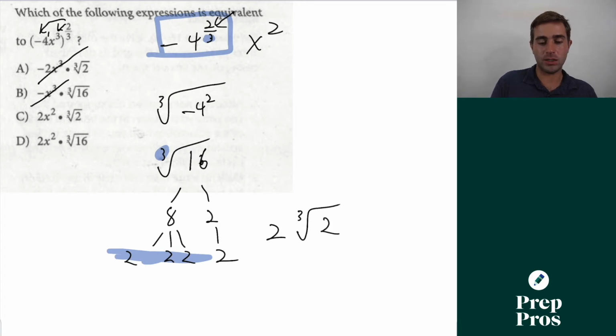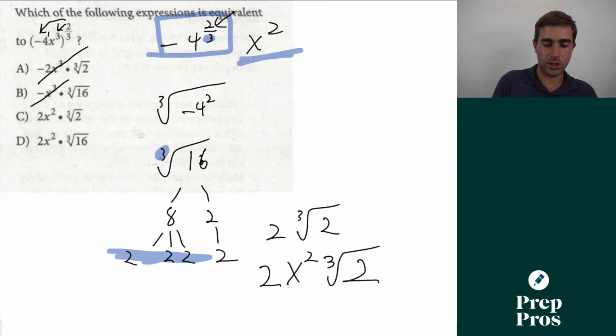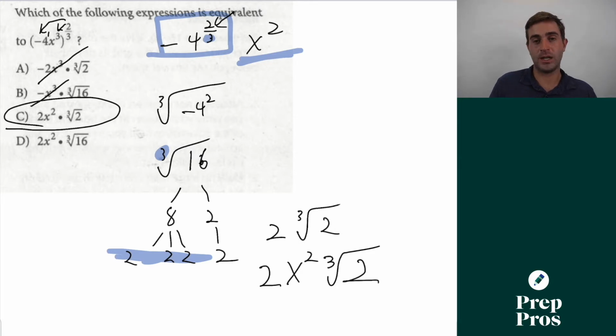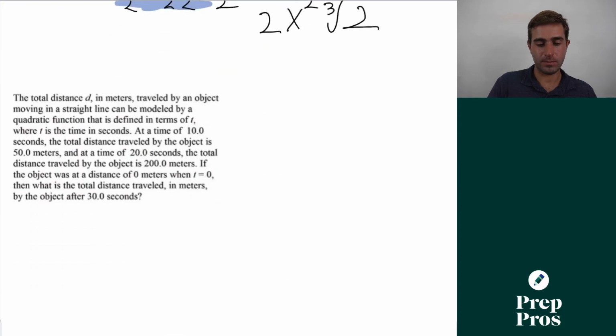Now we can basically just bring our pieces back together. We're not going to have the x squared underneath the root, so this now just becomes 2x squared cube root of 2, and we are able to find our correct answer. This is probably the hardest exponent question the SAT has ever put on a test because we're involving so many difficult pieces as we're going through.